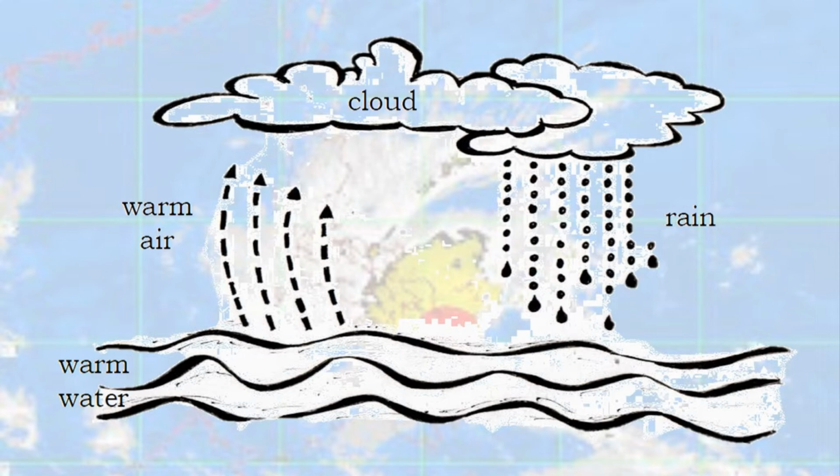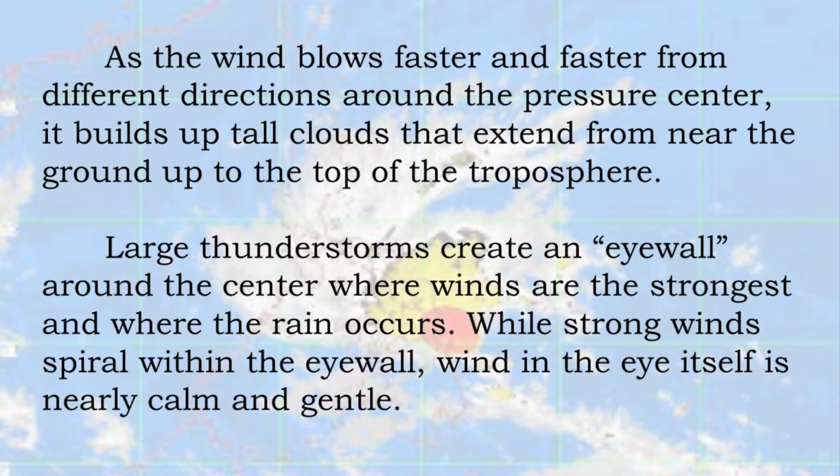As the wind blows faster and faster from different directions around the pressure center, it builds up tall clouds that extend from near the ground up to the top of the troposphere. Large thunderstorms create an eye wall around the center where winds are the strongest and where the rain occurs. While strong winds spiral within the eye wall, wind in the eye itself is nearly calm and gentle.